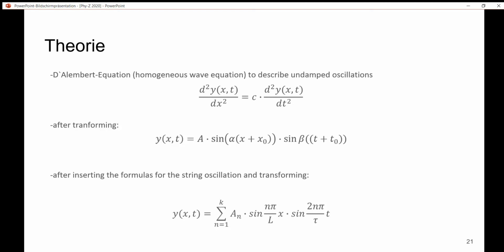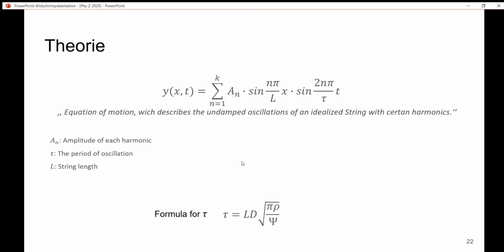After transforming and after inserting the formulas, you can get the following equation, which is the equation of motion, which describes the undamped oscillation of an idealized string with certain harmonics. Therefore n is the number of the harmonic, and a_n the amplitude of each harmonic. We can calculate the amplitude of each harmonic with the proportions given by the Fourier transformation. The string length is given by our experimental setup, and the period of oscillation is also given by our experimental setup and also by the string.